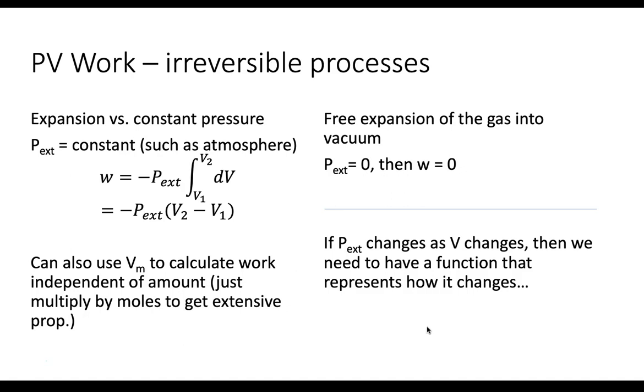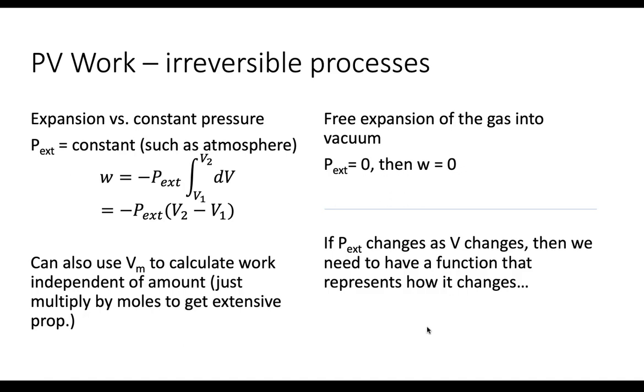All right, so in this case, we're talking about processes where something's happening, okay? And the first set of processes we're going to talk about are irreversible processes. Irreversible are natural processes. And we're going to focus on 3 examples in terms of PV work.